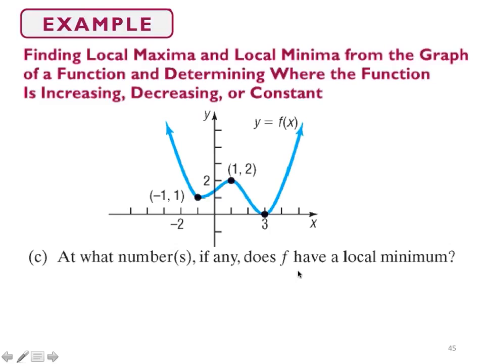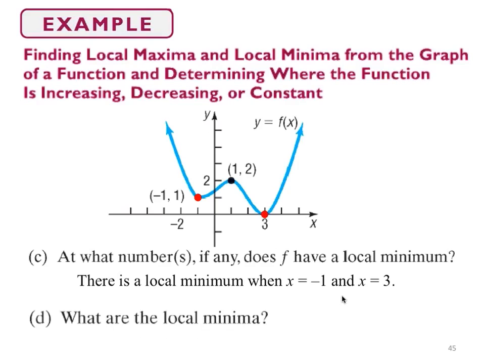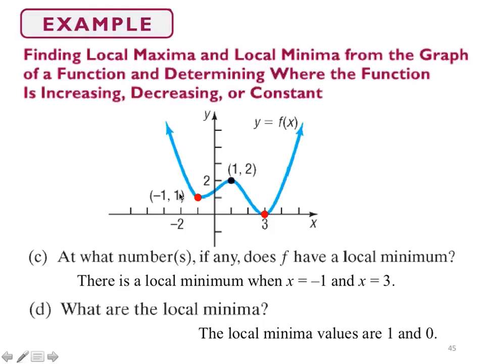Now, at what numbers, if any, does f have a local minimum? So if we look here, there's a local minimum in two places. x equals -1 because we have a dip here, and x equals 3 because we have a dip here. So there's a local minimum when x equals -1 and when x equals 3. The actual minimum values are going to be 1, that's our y value, and 0, that's our y value here. So again, the local minimum happens at an x, but the actual value is a y value.